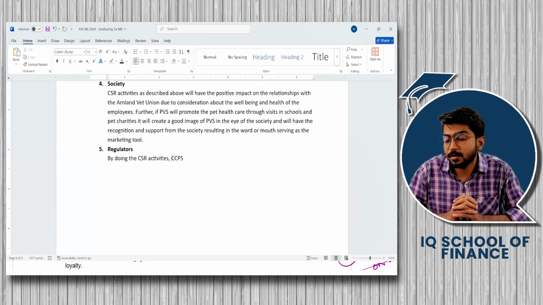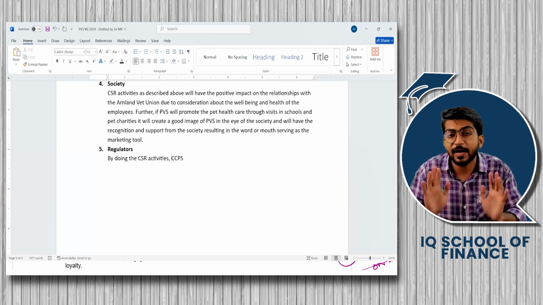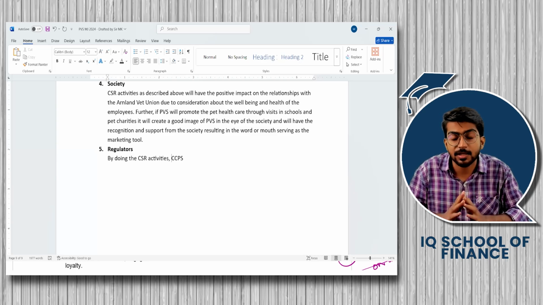Lucas, if you are thinking about the generic society, then you also have to explain how it is beneficial for the generic society. I am fine with it, as long as you are drafting your answer in a way that is justified and supported.